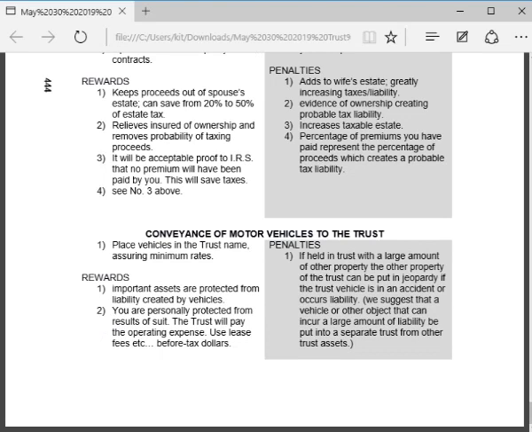before tax dollars. Penalties: if held in trust with a large amount of other property, the other property of the trust can be put in jeopardy if the trust vehicle is in an accident or incurs liability. We suggest that a vehicle or other object that can incur a large amount of liability be put into a separate trust from other trust assets.